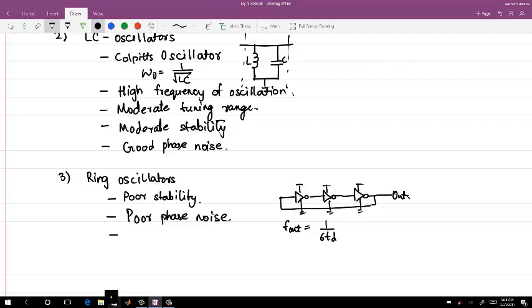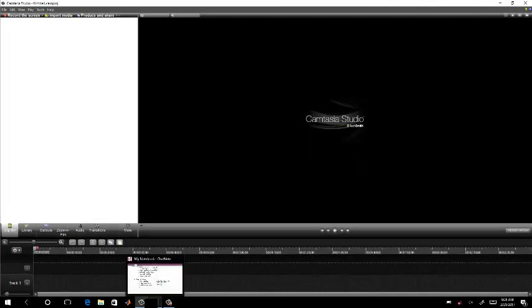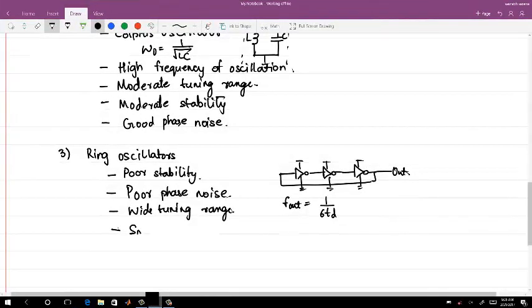The good part of this is wide tuning range. You can have an oscillator varying over a 2x range easily in ring oscillators, which you cannot have in LC oscillators or resonators. Having a 2x range in LC oscillators is really difficult. The other thing is much smaller area. This is actually the smallest area in comparison to all three.